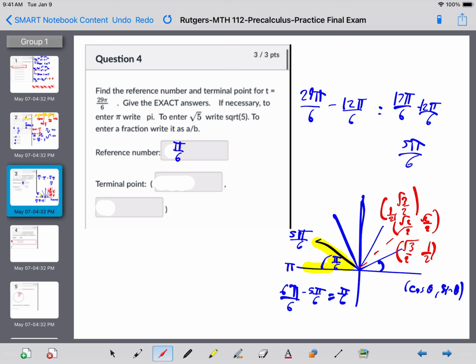So if that's the same reference angle as pi over 6, you could use those same values, radical 3 over 2, 1/2, but you have to think it's going to be a point in quadrant 2, right? Or you could also think of it as all students take calculus, and we know sine will be positive, cosine will be negative. So this point here will be negative radical 3 over 2, 1/2.